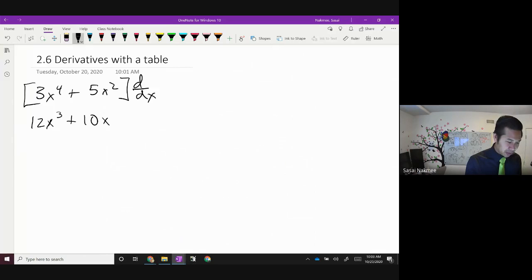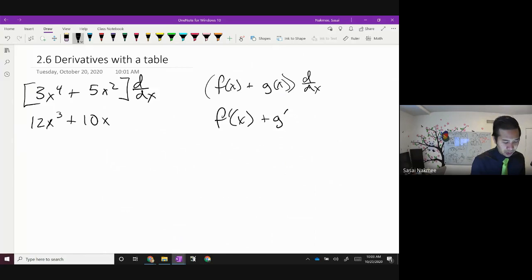What I'm saying is, you wouldn't be tripped up if I told you, find the derivative of f of x plus g of x with respect to x. You would be able to tell me that the derivative of f of x plus g of x is just the derivative of f of x plus the derivative of g of x. That's all that is, because that's what you're allowed to do.